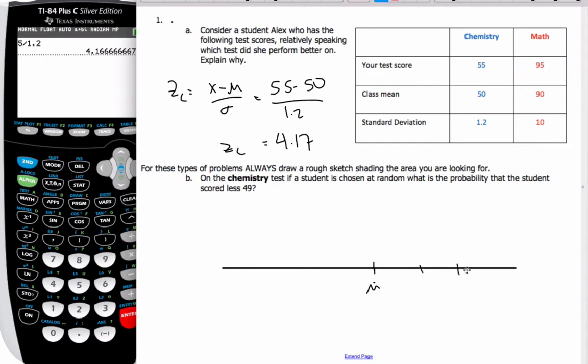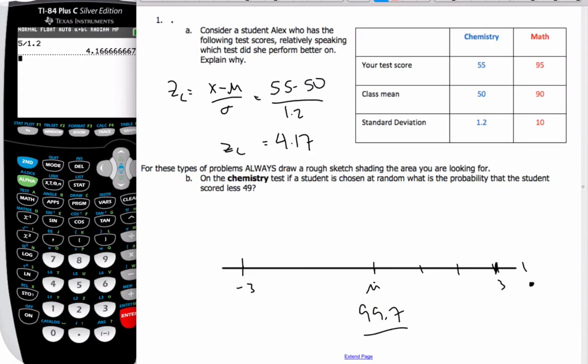That means, if here's the mean, and here are my standard deviations, Alex's score is way over here. I know that between three standard deviations both ways, 3 and 3, there's 99.7% of the population. So Alex crushed this test. This was such an exceptionally high score relative to everyone else.